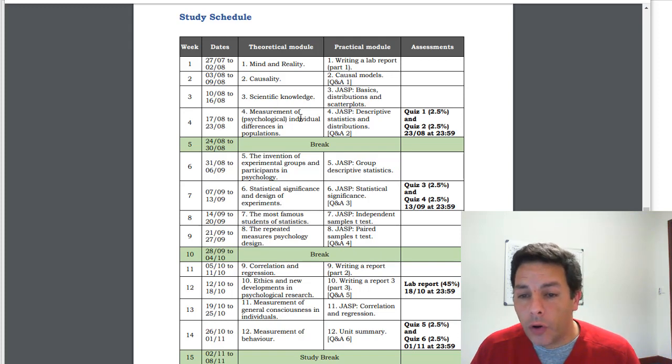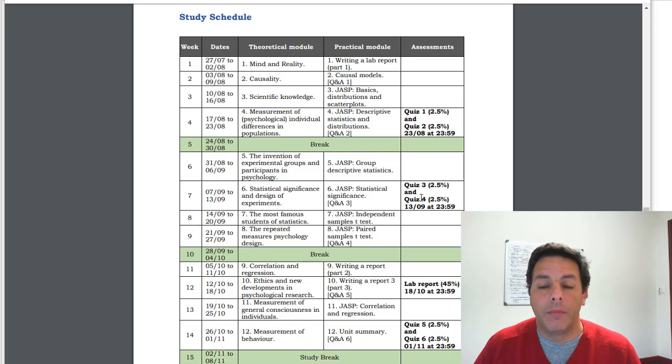So in week 4 you will have the first 2 quizzes that are a part of the assessment. This is worth 5%, so 2.5% each quiz, and it will open at the beginning of the week and it will be there for 1 week. So you have 1 week to answer the first quiz, and it will contain content of the first 3 weeks.